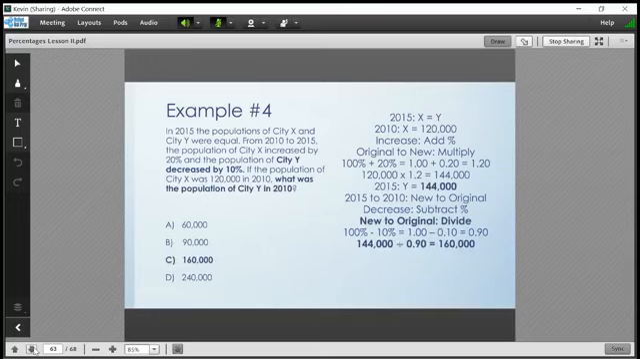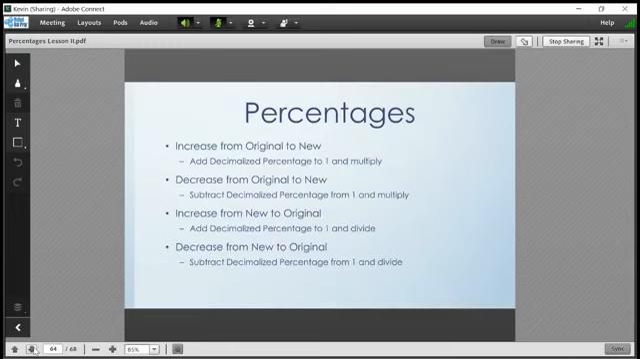Again, since I'm going from the new to the original, I'm going to divide. So I'm going to take that 144,000 and divide by 0.9, which is then going to give me the correct answer of 160,000.